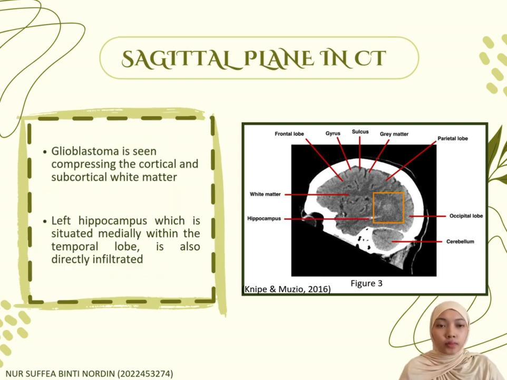Furthermore, the glioblastoma is seen compressing the cortical and subcortical white matter in the left cerebral hemisphere. This compression causes increased intracranial pressure, which may lead to various neurological symptoms. The left hippocampus, which is situated medially within the temporal lobe, is also directly infiltrated by the tumor cells. This can lead to short-term memory deficits or anterograde amnesia.